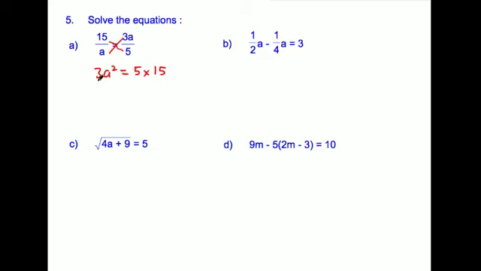Since we want to find a, we get rid of 3 by dividing by 3. Dividing by 3 here will give us 5 times 5. 15 divided by 3 is 5. Next, we take the square root. And when we take the square root, we have two answers, one positive and one negative, since negative 5 squared is also 25.